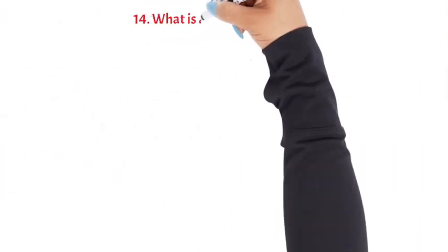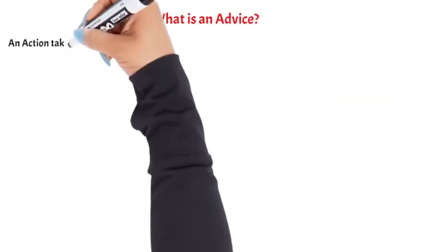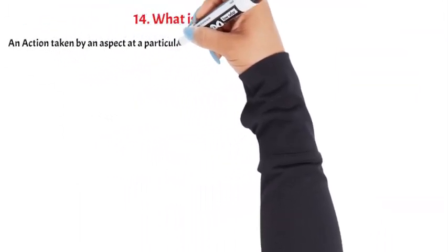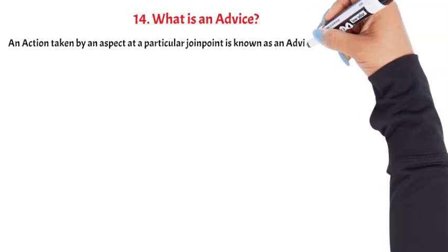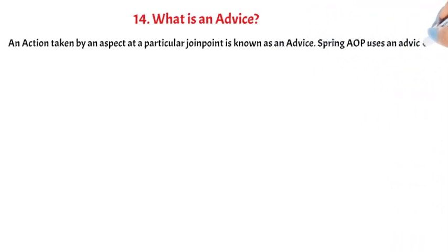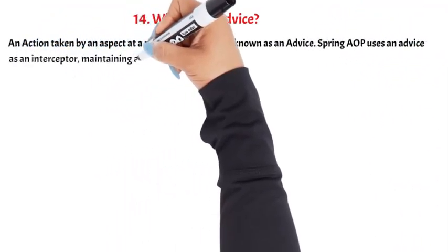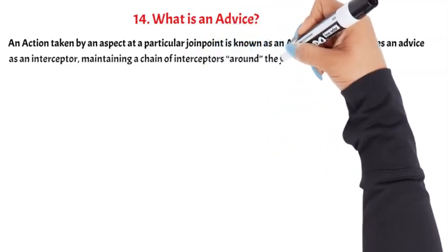14. What is an advice? An action taken by an aspect at a particular join point is known as an advice. Spring AOP uses an advice as an interceptor, maintaining a chain of interceptors around the join point.